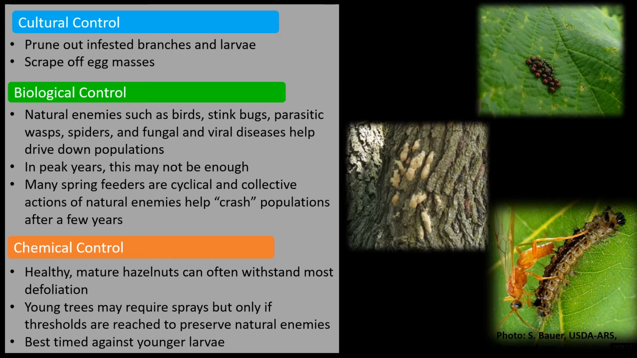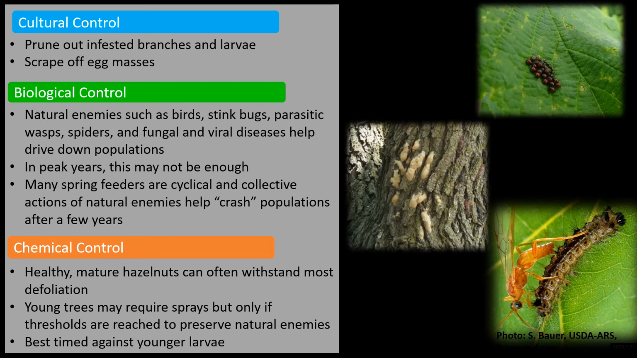Cultural controls for spring feeding caterpillars can include pruning out infested branches and larvae for things like tent caterpillars, where they are all concentrated together. For things like gypsy moth and others, if you can get out there very, very early in the season, you can sometimes scrape off the egg masses before they hatch out. That is practical for smaller trees, but not necessarily for large acreages or large trees.